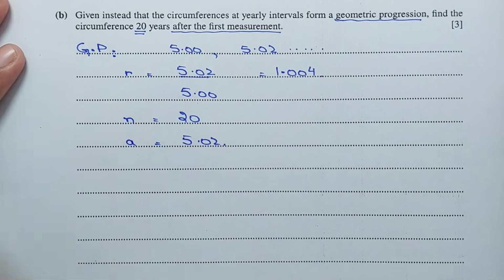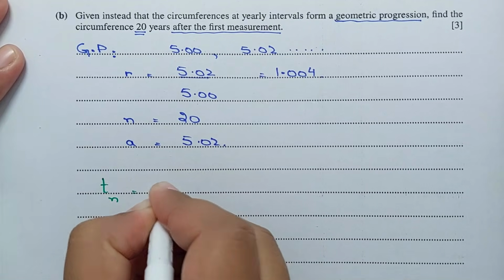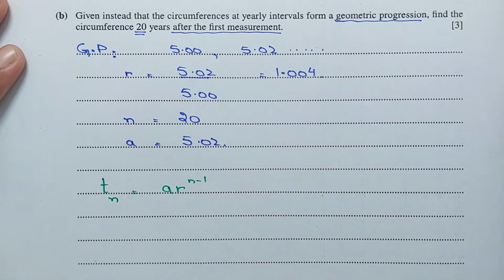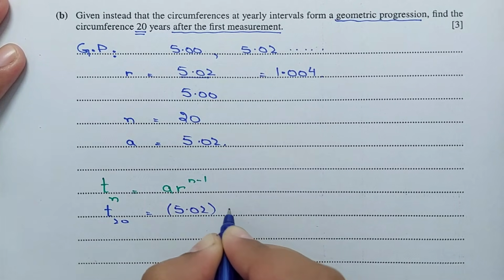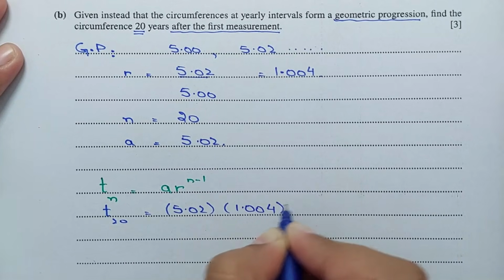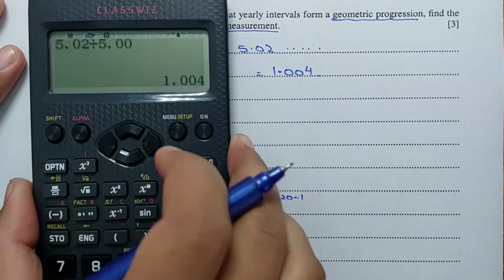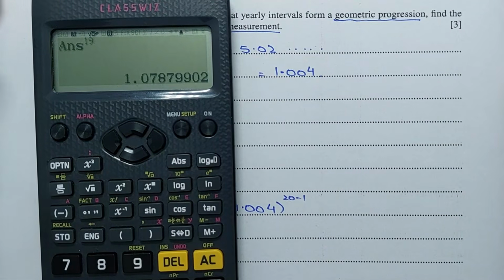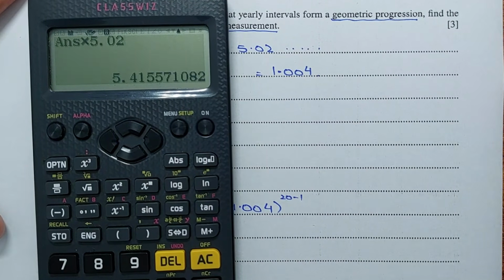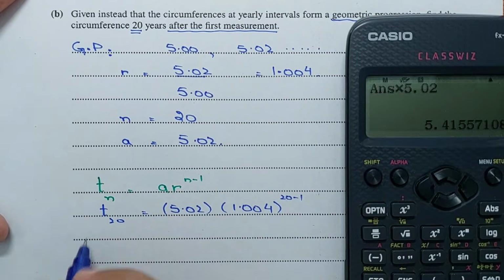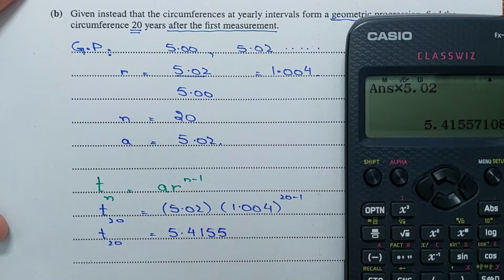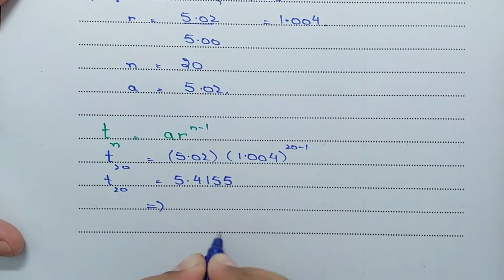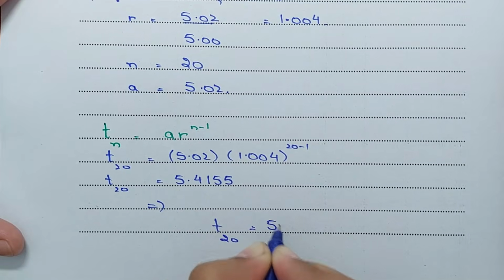Now plug everything into the term formula. So Tn for a geometric progression is a r to the power n minus 1. So T20, the first term is 5.02, r is 1.004, and n is 20 minus 1, that is 19. 1.004 to the power of 19 multiplied by 5.02 gives T20 as 5.4155. Okay, rounding this, the 20th term is 5.42 meters.